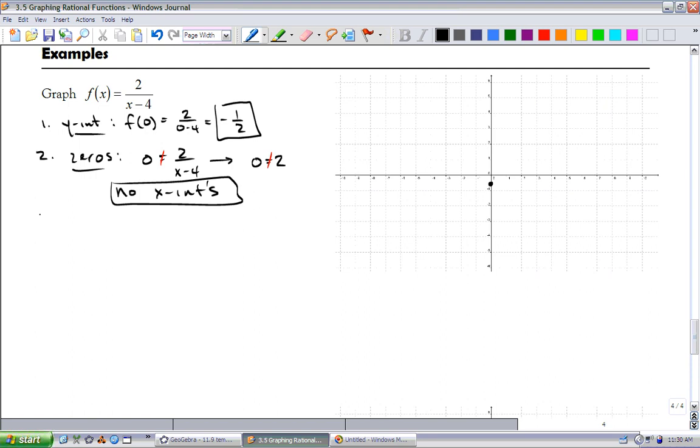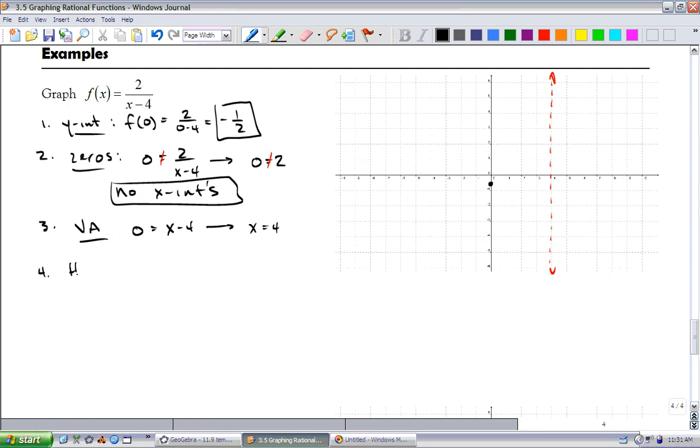3. We want to find our vertical asymptotes. We find our vertical asymptotes by setting the denominator equal to 0. So in this case, 0 equals x minus 4, or x equals 4. Now that tells me that I have a vertical asymptote right here at x equals 4. Remember, the graph cannot cross a vertical asymptote.